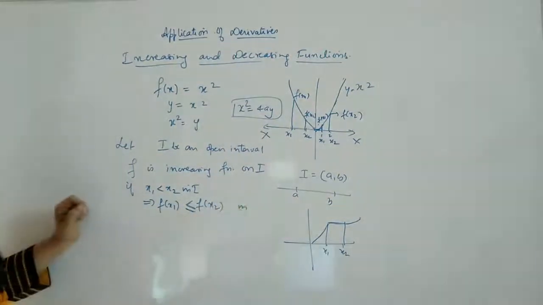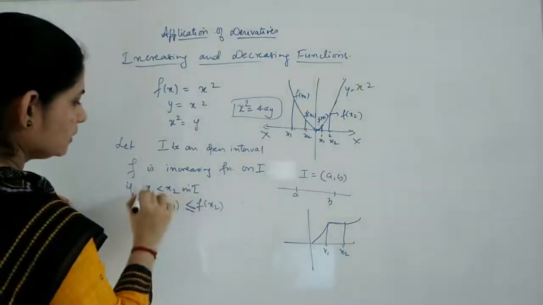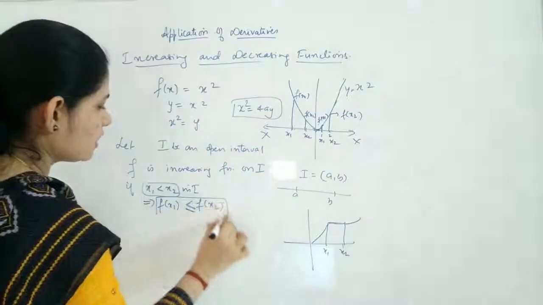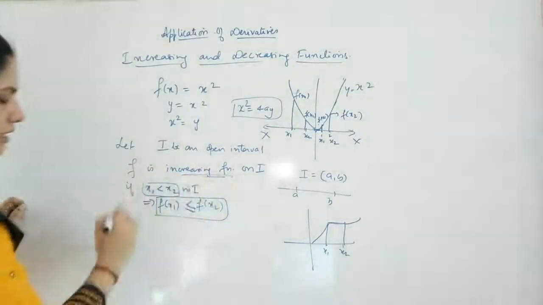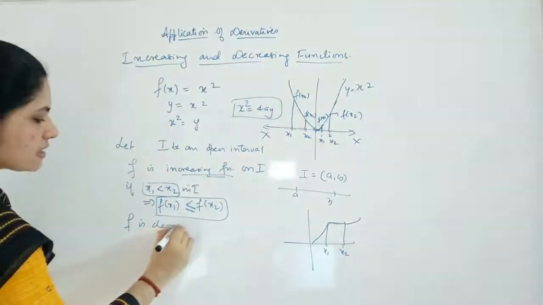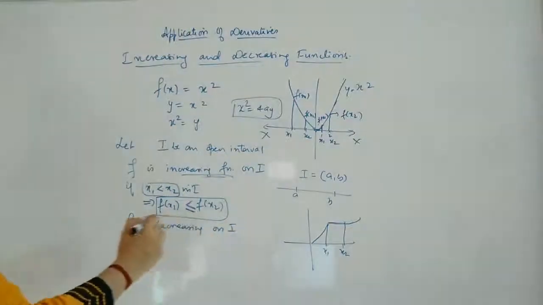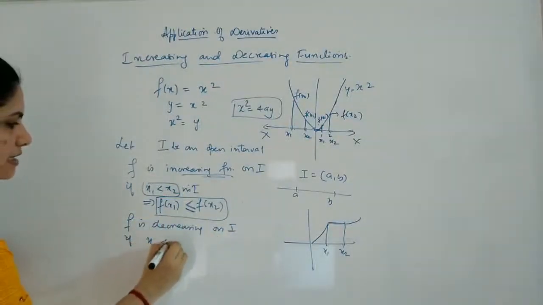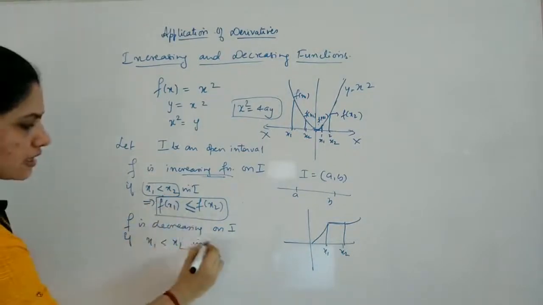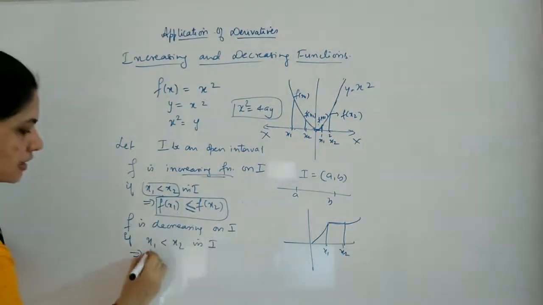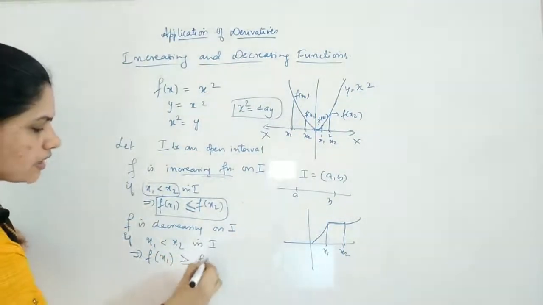This is also true. If x1 less than x2 and you are getting f of x1 less than or equal to f of x2, then the function is increasing. Now f is said to be decreasing on I, decreasing function on I, if x1 less than x2, that is this case is not changing, x1 less than x2 in I, but the function is giving you in the opposite direction, that is it is greater than or equal to f of x2.